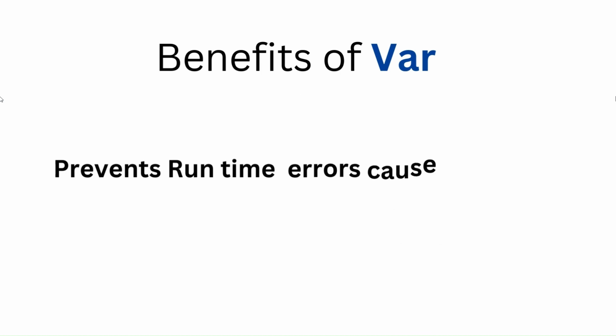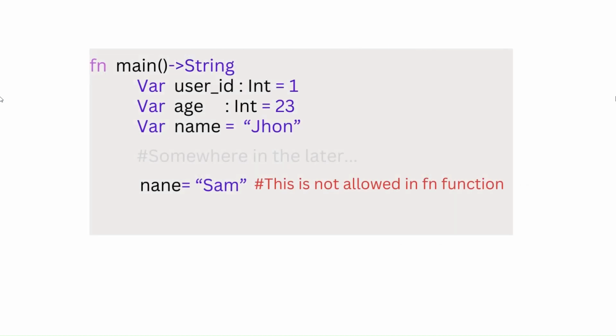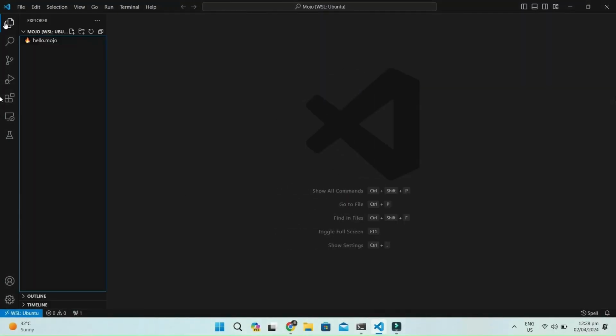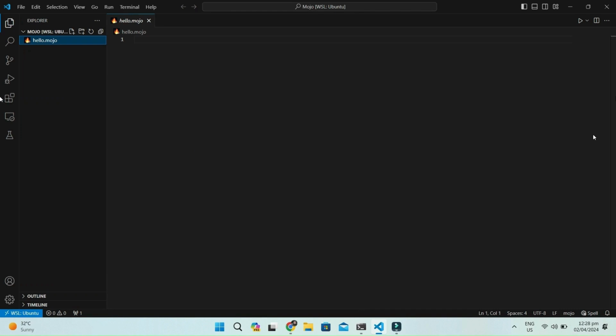Using var helps prevent runtime errors caused by typos. For example, if you misspell the name of an undeclared variable, Mojo simply instantiates a new variable using the misspelled name. But when all mutable variables must be first declared with var, which is the case inside an fn function, then misspellings such as the following are caught by the compiler, as you can see in this program where name is misspelled to nane. This is hello.mojo file.